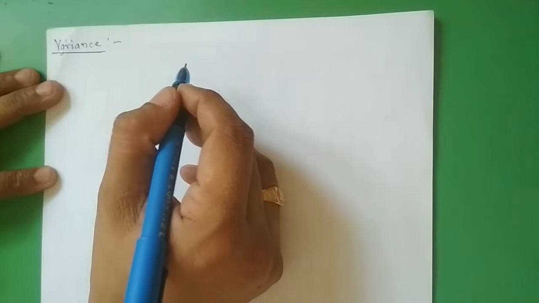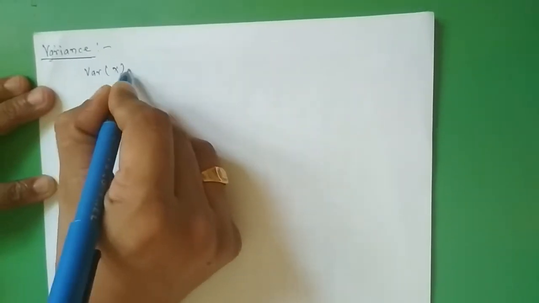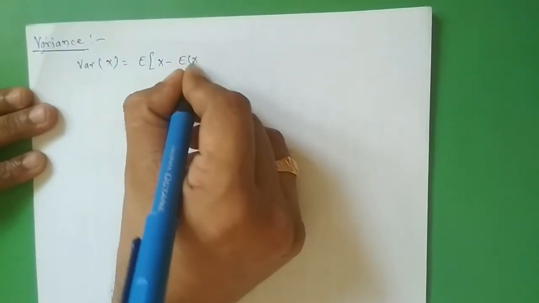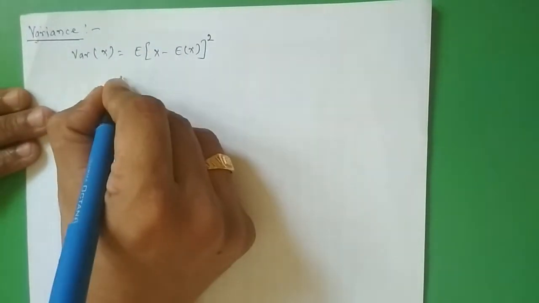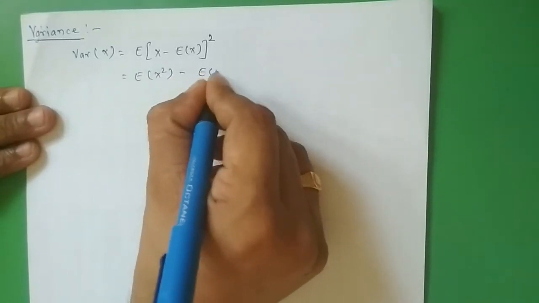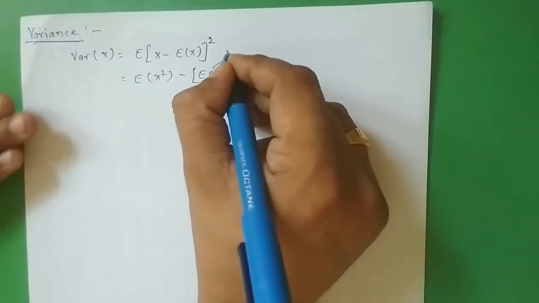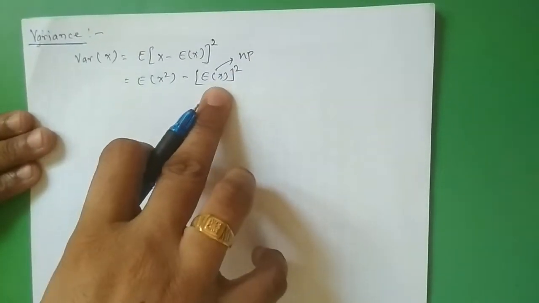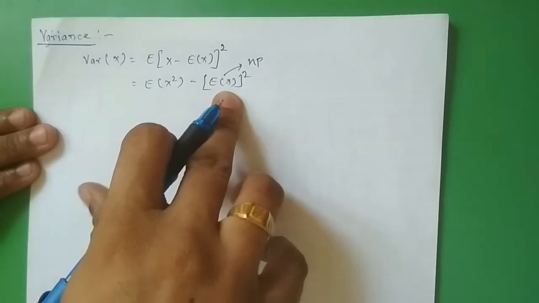We also saw that the variance is denoted by Var(X), and this is equal to E[(X minus E(X))] whole squared. If you simplify this, we will get E(X square) minus (E(X)) whole square, and this E(X) is nothing but the mean, which in the case of a binomial distribution is equal to np. We have already seen the proof of the mean for the binomial distribution in the last session.